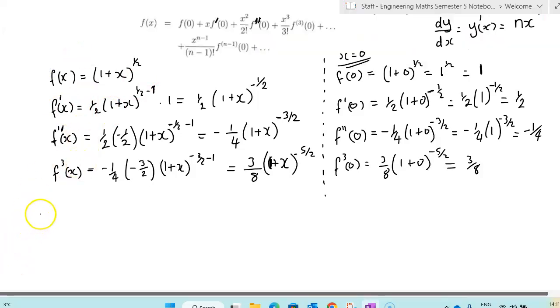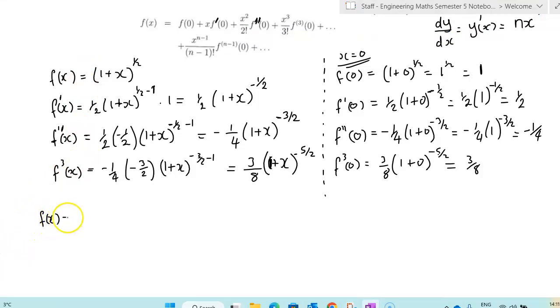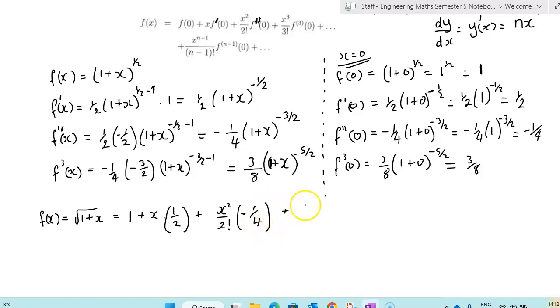So f of x, which is the square root of 1 plus x, is equal to f of 0, which is 1, plus x, according to the formula, you leave it as x, times f dash 0, which is a half, plus x squared over 2 factorial, times f double dash, the second derivative of x when x equals 0, which is minus a quarter, plus x cubed over 3 factorial times f3, the third derivative, 3 over 8, plus dot, dot, dot. We're only going that far.